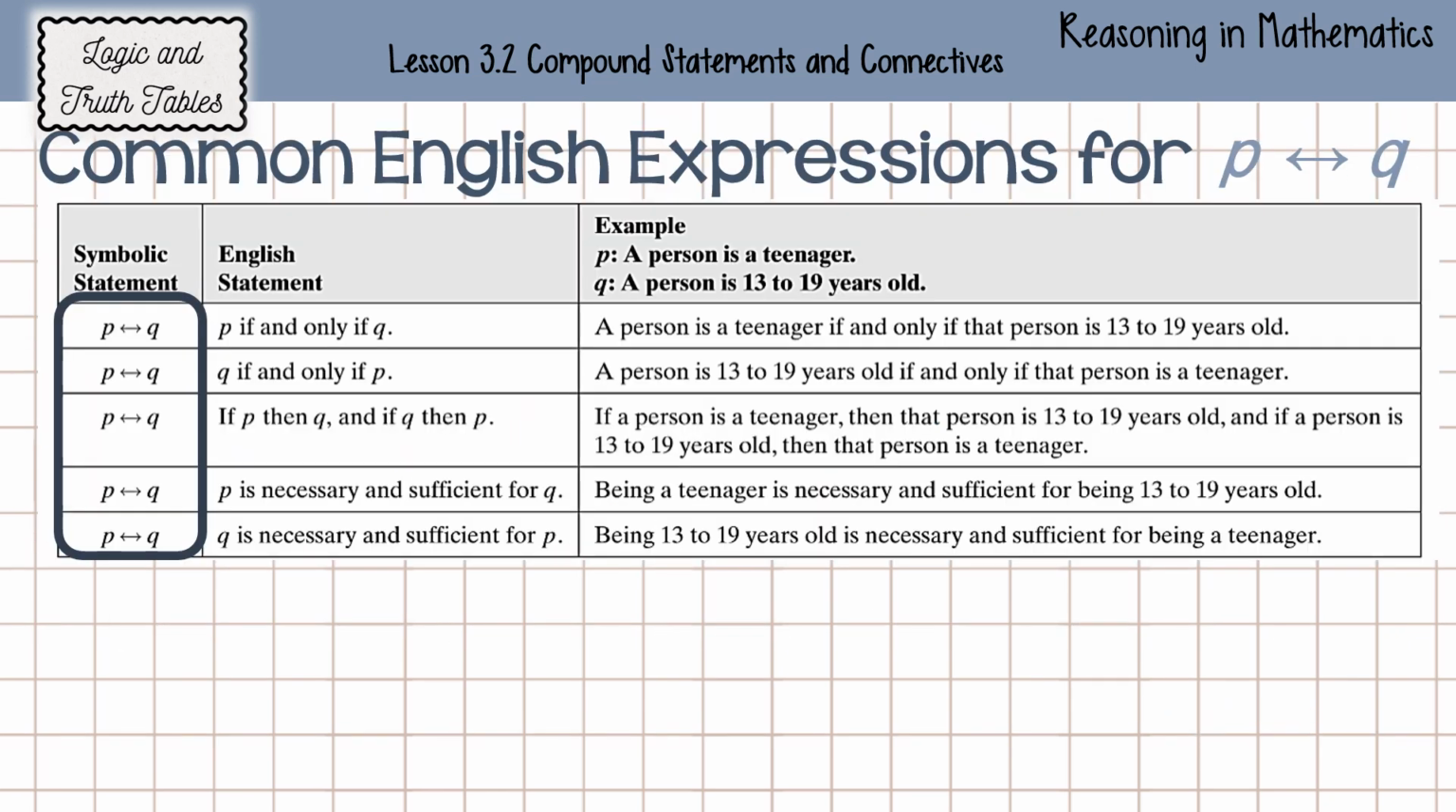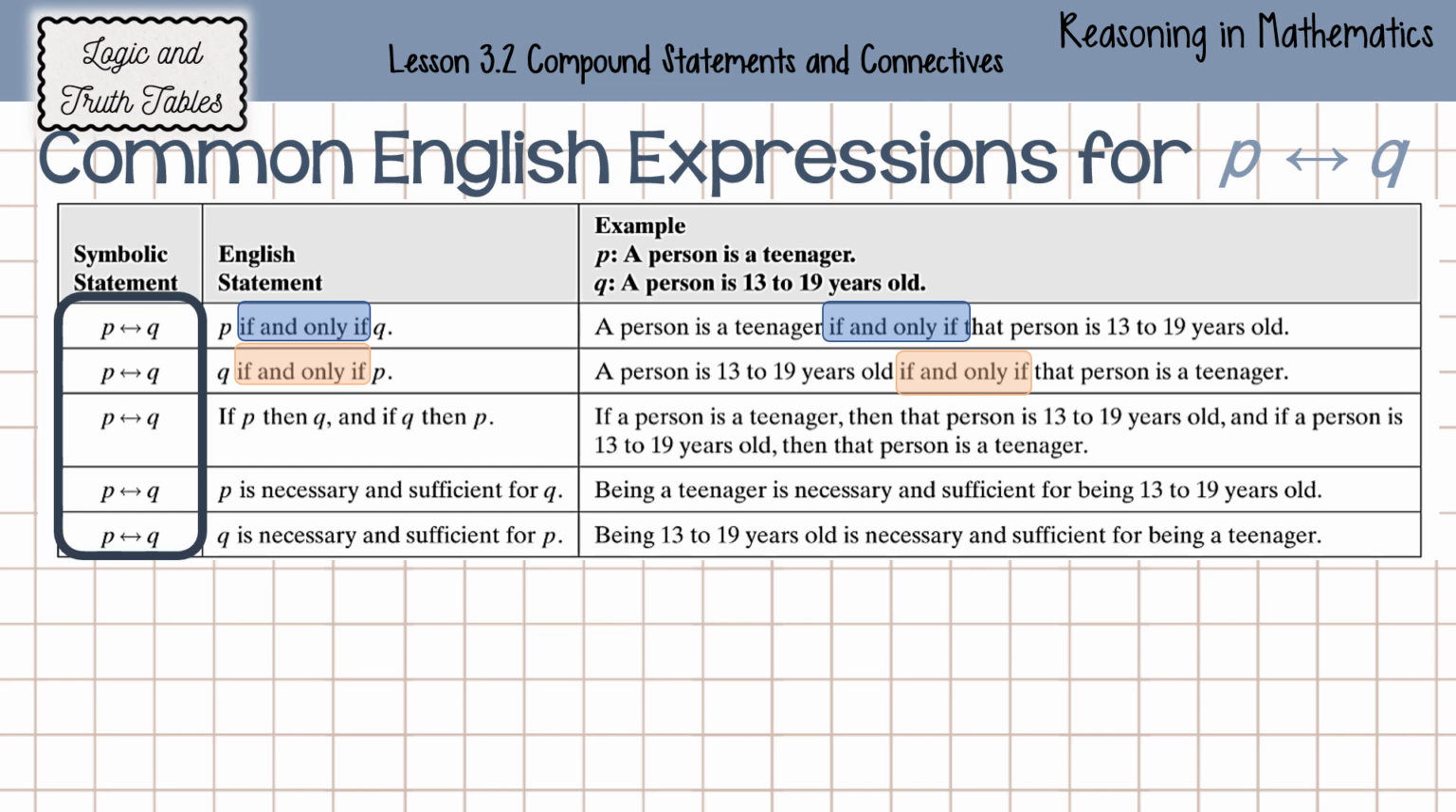Common English expressions for P if and only if Q. So that is with the phrase "if and only if," and we are using the teenagers example again: a person is 13 to 19 years old. So a person is a teenager if and only if the person is 13 to 19 years old. Another way of saying this, Q if and only if P: a person is 13 to 19 years old if and only if that person is a teenager.